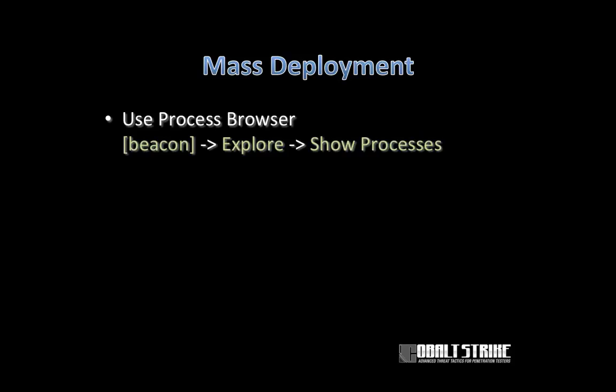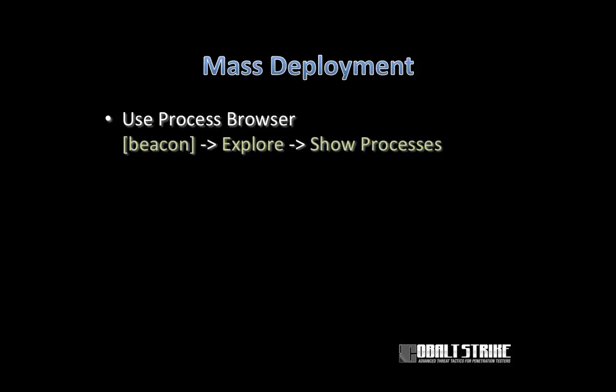Now, one thing you're going to find is if you're trying to type screenshot and keylogger to deploy those tools, it becomes very tedious to deploy those across a large number of systems. Don't worry, Cobalt Strike is here to help you. Highlight all of your different beacon sessions, either in the table view or pivot graph. Right-click, go to Explore, Show Processes.